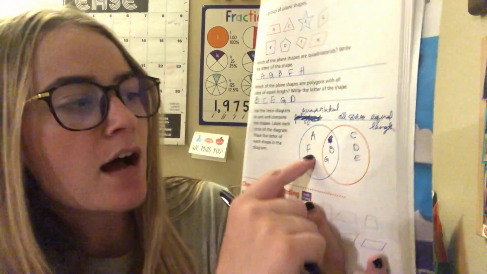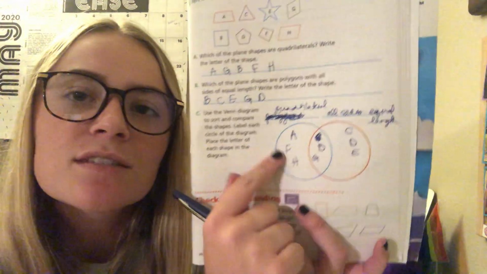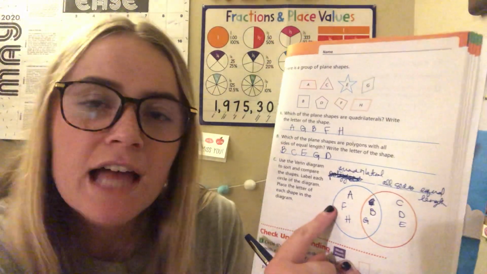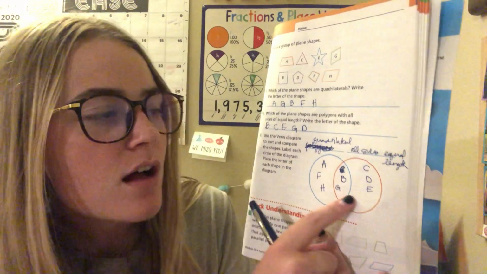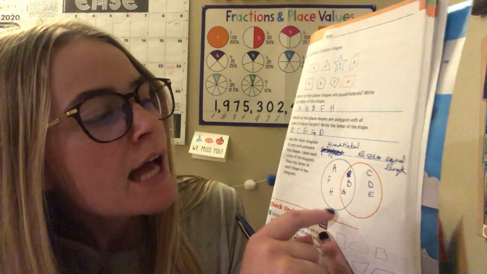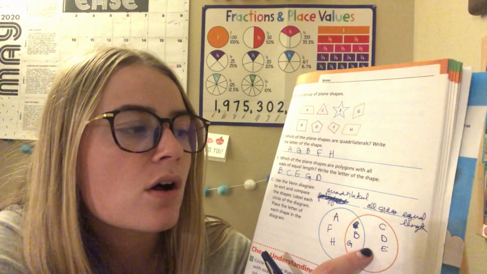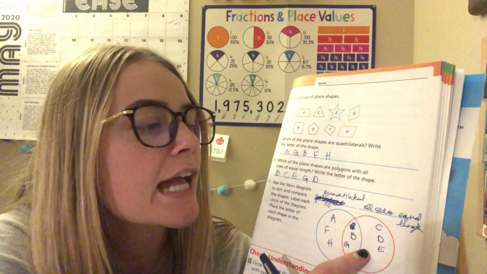Okay, we figured it out. So on the left, where it has quadrilateral, we have A, F, H. In the middle, quadrilaterals and shapes that have all equal side lengths is just B and G. And then on the right, the shapes that have all sides of equal length, that is C, D, and E. All right. See, even teachers get mixed up sometimes, and that is okay.